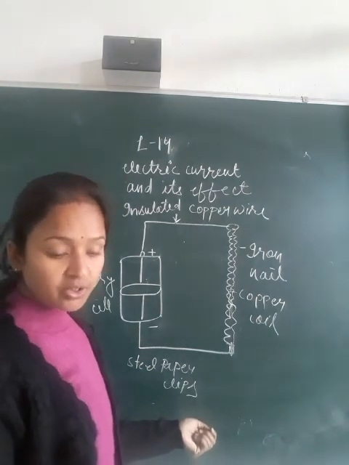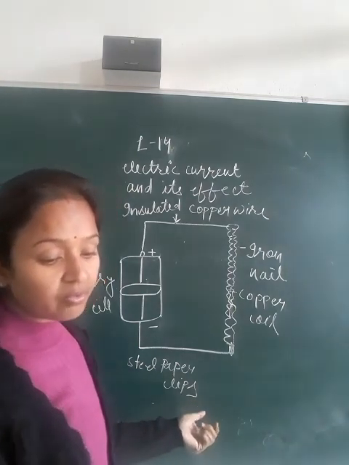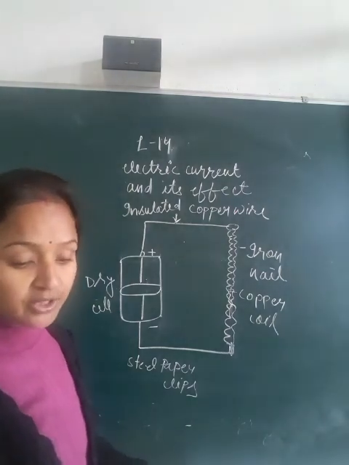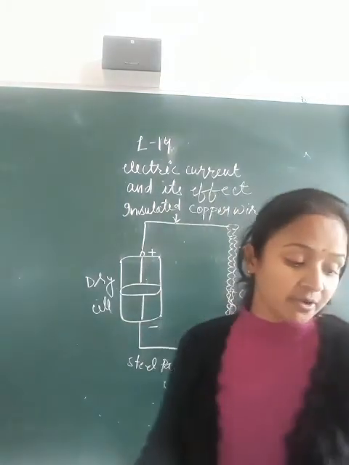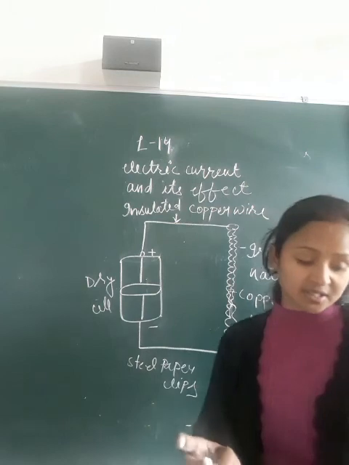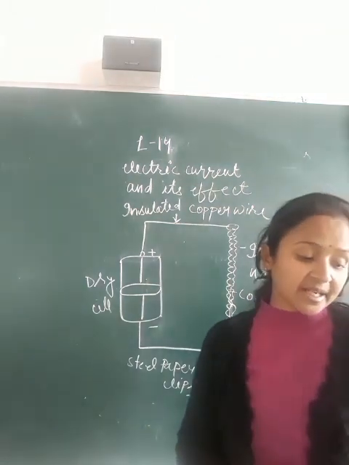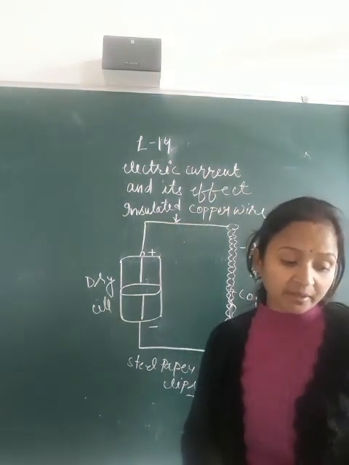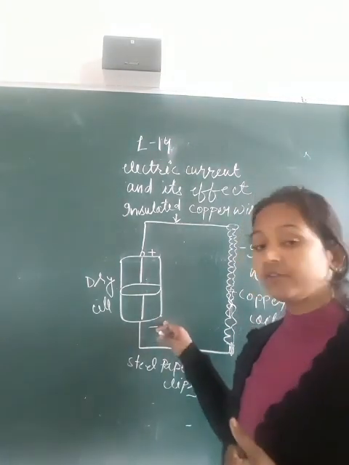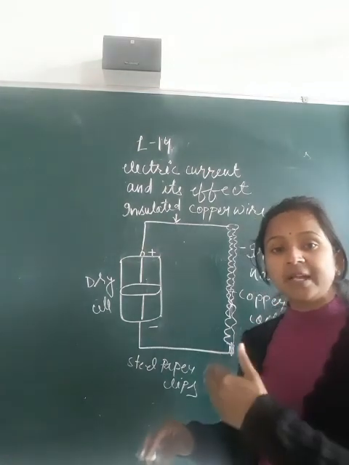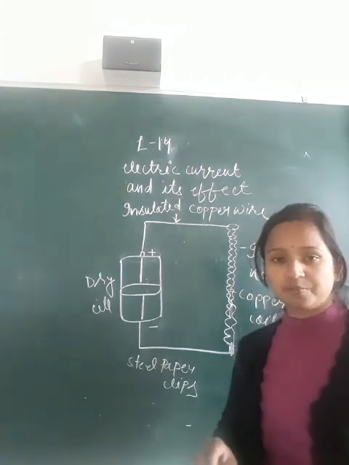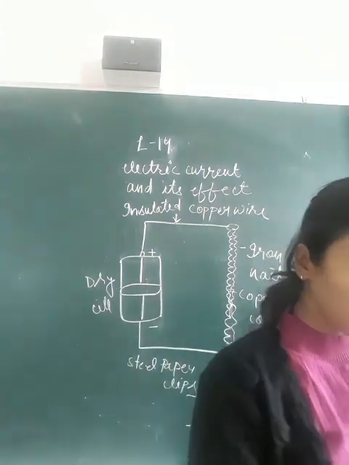A coil with a core of an iron nail or an iron bar, which acts like a magnet when electric current flows through it, is called an electromagnet. It loses its magnetism when the current is switched off. So till here, you will take revision.